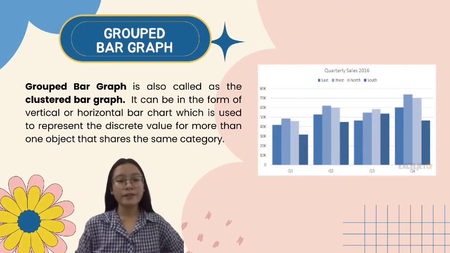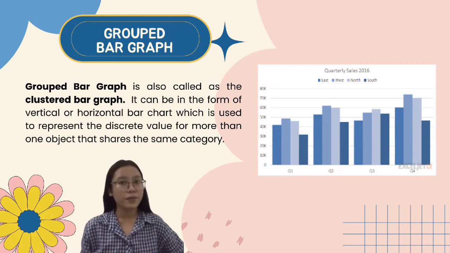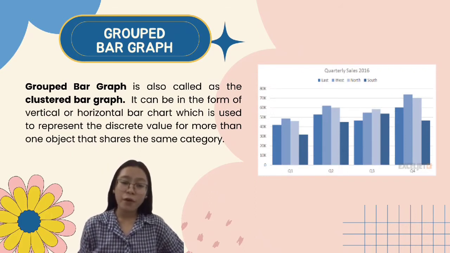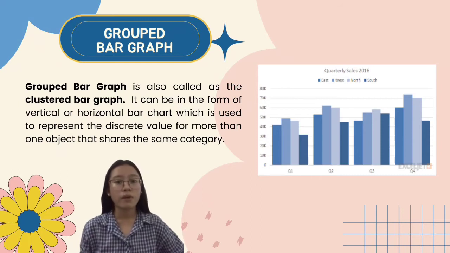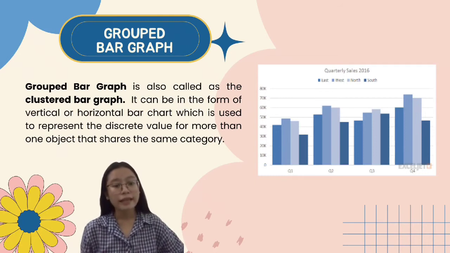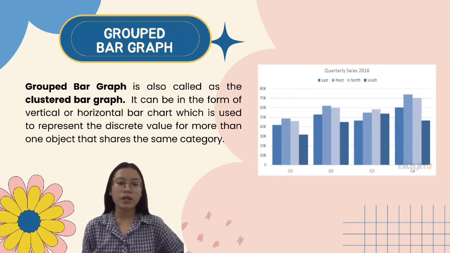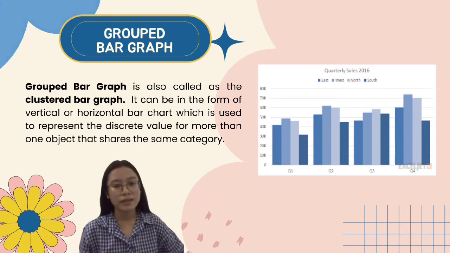Group bar graph is also called the cluster bar graph. It can be in the form of vertical or horizontal bar chart, which is used to represent the discrete value for more than one object that shares the same category. In this type of bar chart, the total number of instances are combined into a single bar, which means that different sets of data items are being compared, and it uses a single color to represent the specific series across the data set.